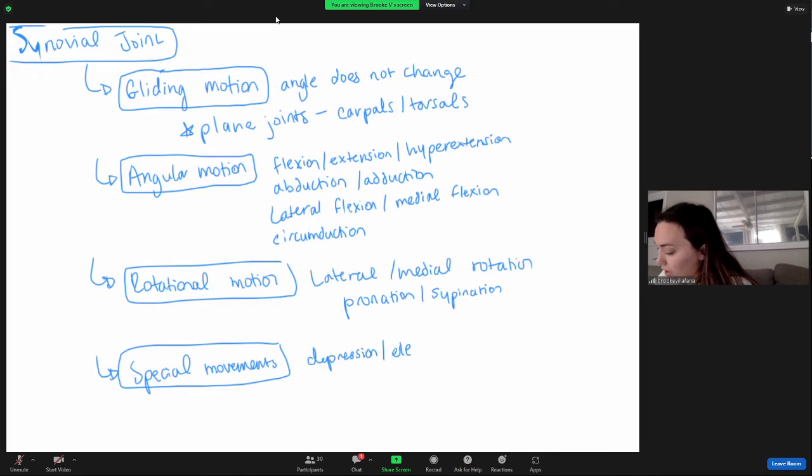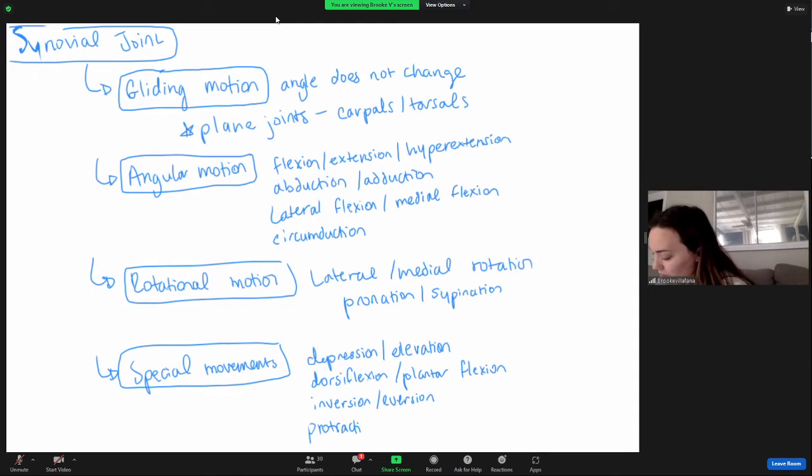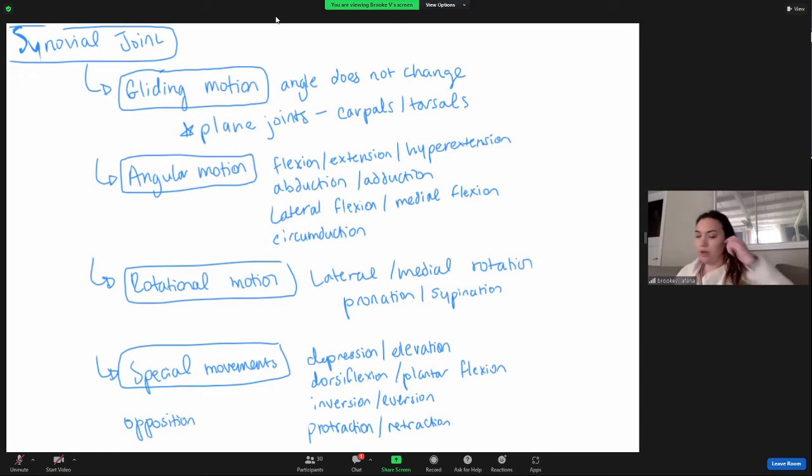So depression, elevation, these are our special movements. Dorsiflexion, plantar flexion. By the way, I also know that it feels irritating to have to go over these again, but if you are going in the direction of nursing or something else in the medical field, you actually really do want to know what these are because believe it or not, we come back to these a lot more than you would think. So I do actually still use these quite often in nursing.